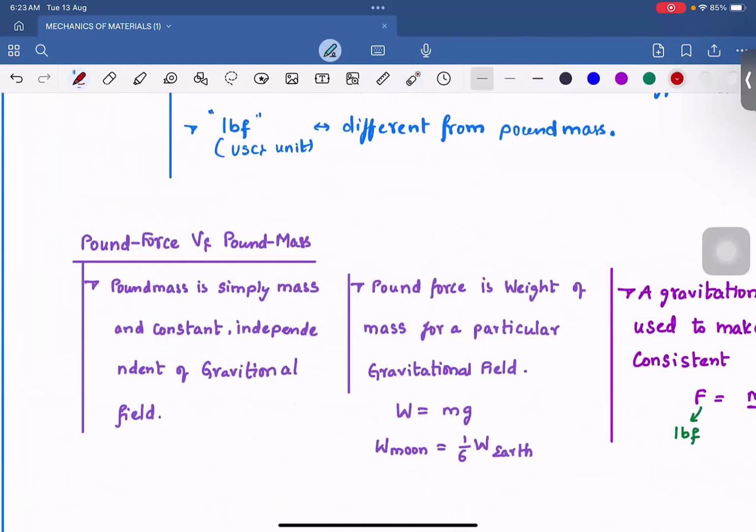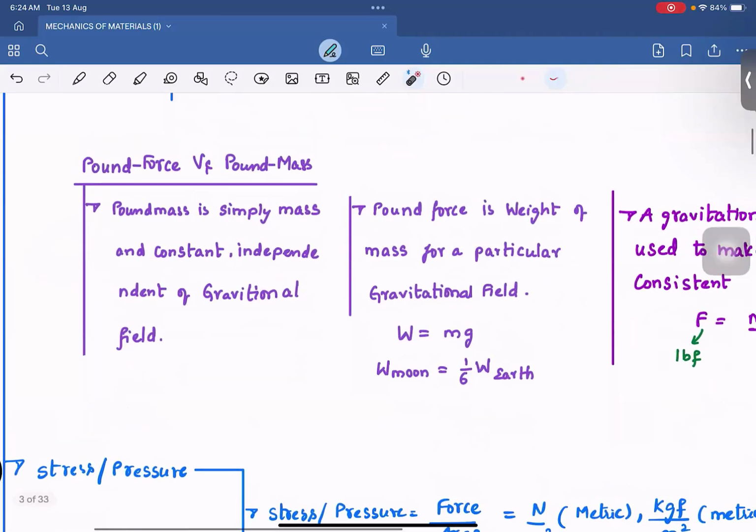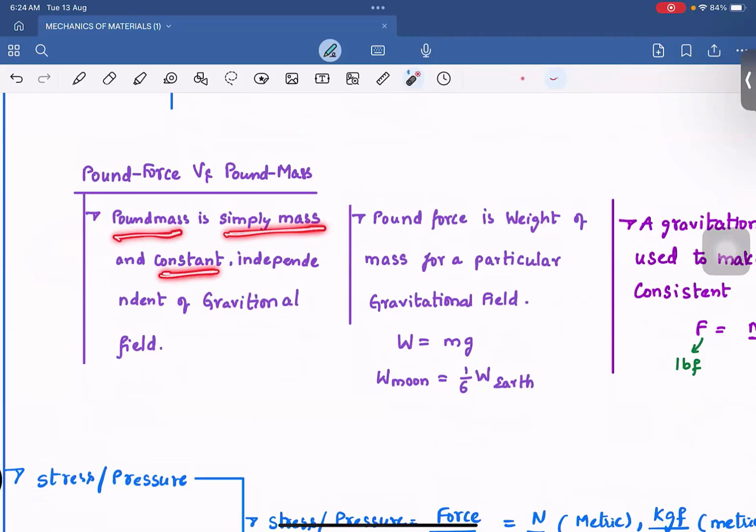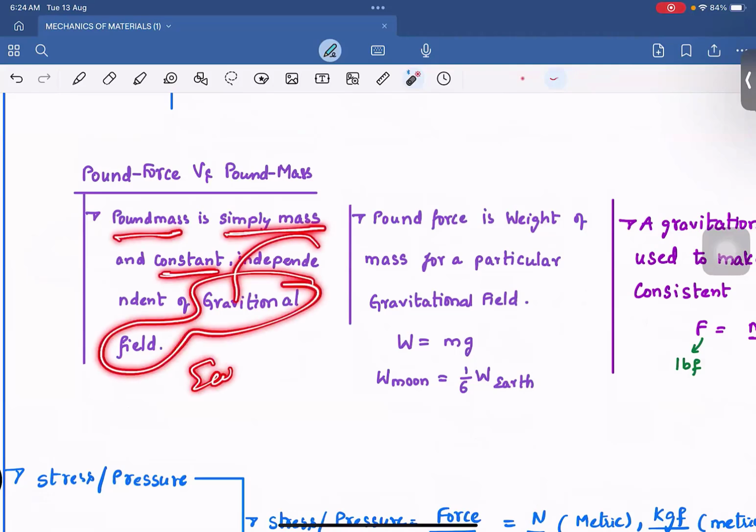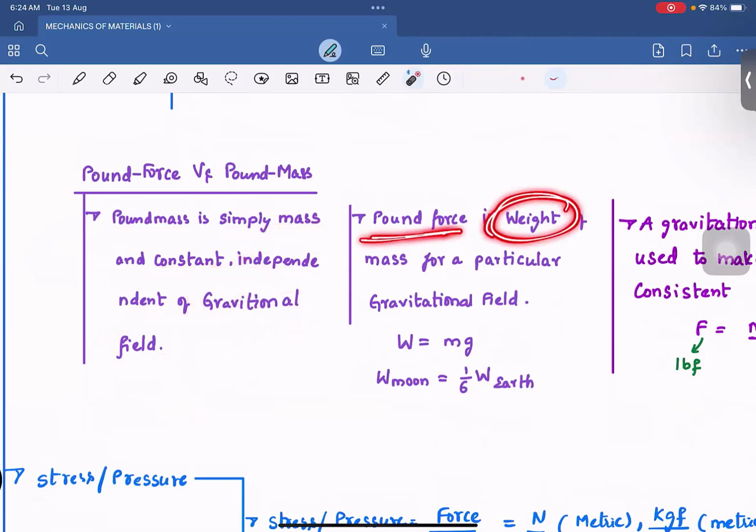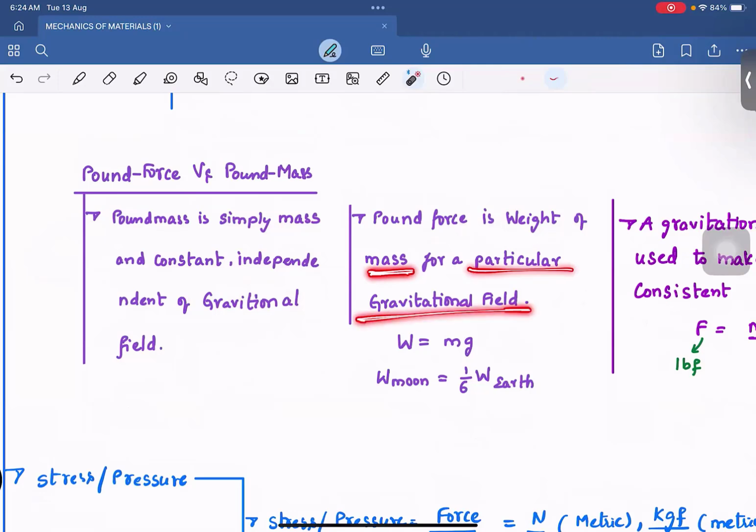So as I said, the most confusing thing in the USCS system is pound force versus pound mass. It's not that confusing. I'm just letting you know that you have to be very careful. So pound mass is simply the mass, and it's a constant independent of the gravitational field. Whether you are on Earth or on the Moon, your mass will be 60 kgs only. And pound force is nothing but the weight of that mass for a particular gravitational field, and the formula is mass into g, where we can see the effect of gravity. That's why the weight of a person on the moon is, as we studied in 10th physics, 1/6 of the weight on the earth. Why did weight change? Because the gravitational force has changed on the moon.